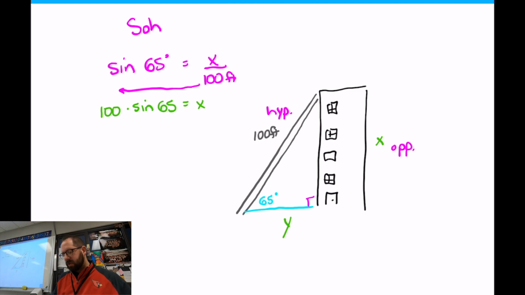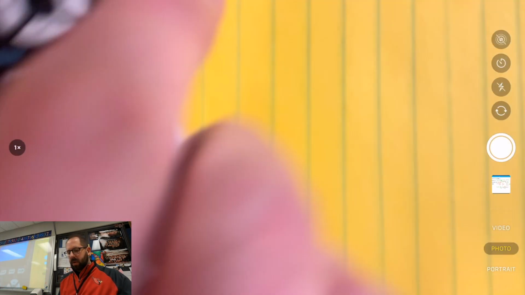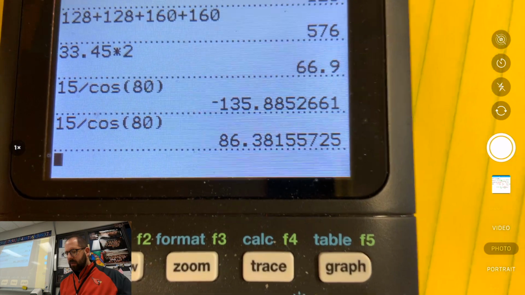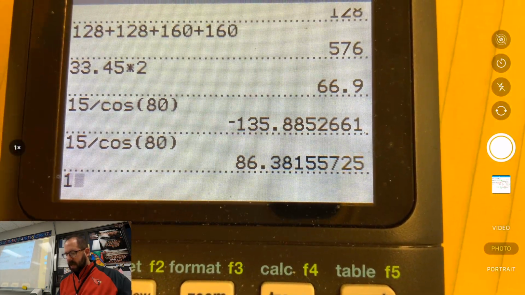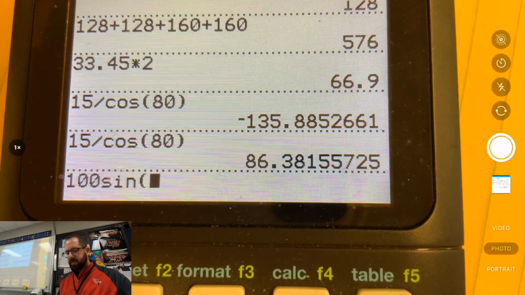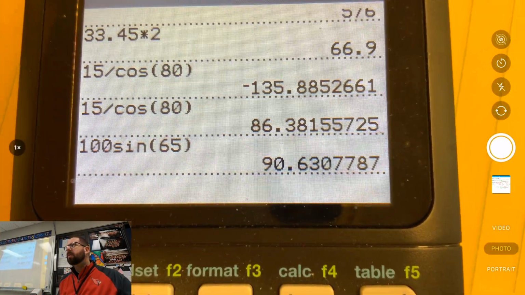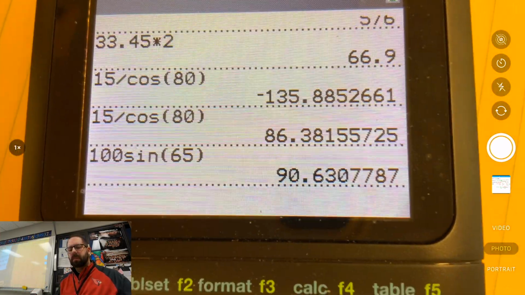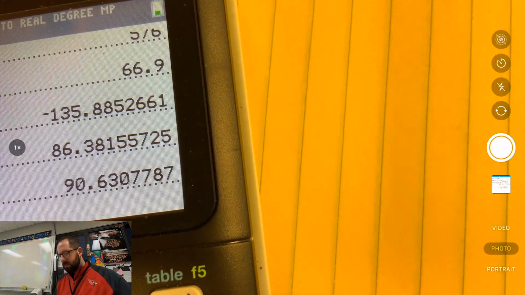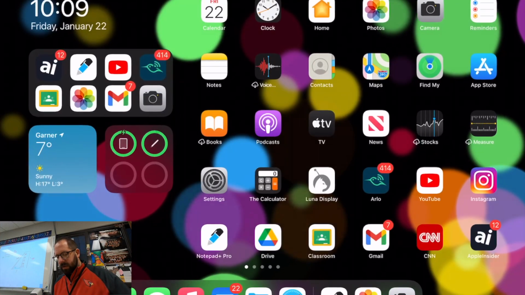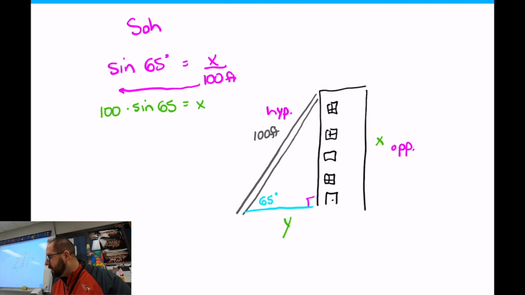So on my calculator screen, I'm going to type in 100 times the sine of 65, close the parenthesis, and get 90. So the building's about 90 feet tall. So it's a 9-story building, roughly. Could be 8 stories, but this turns out to be 90.6 feet tall. That's my x. Okay, questions with how we set that up?